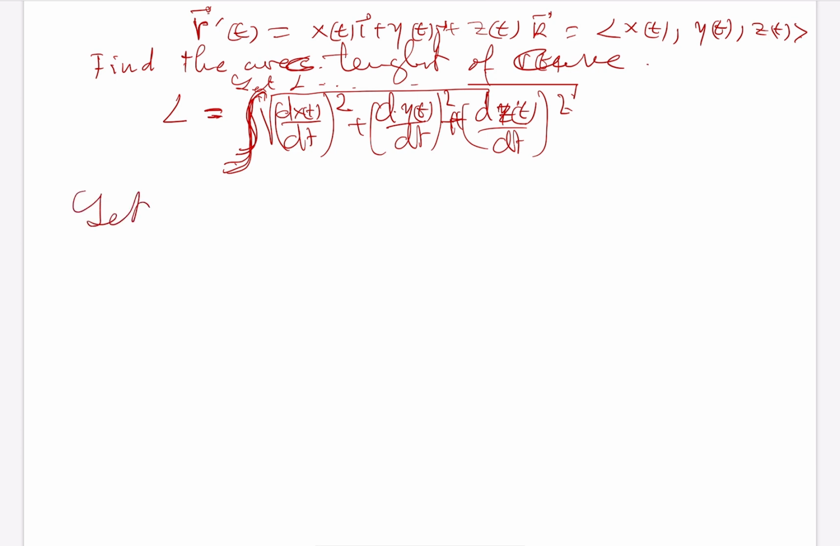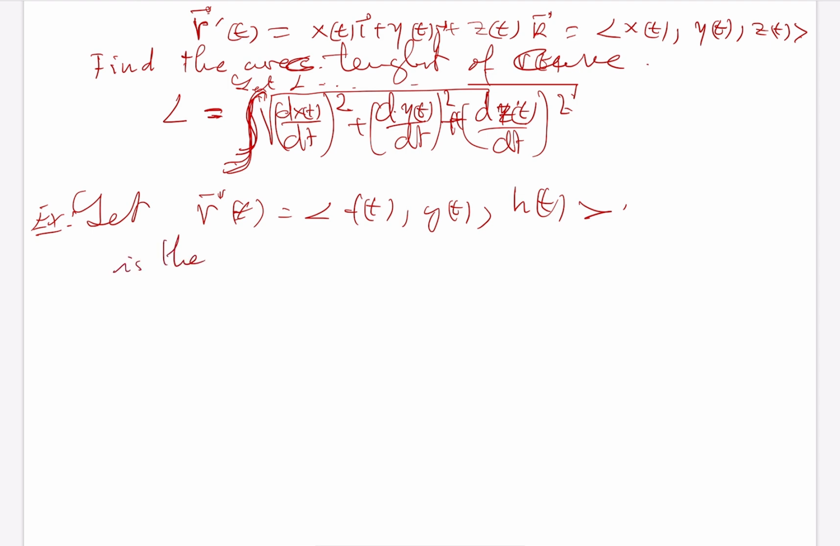Just for example, let r(t) be a vector function. So you have x(t), for example, y(t). Let's call it f(t). It doesn't matter, it's the same thing. f(t), and you have g(t), and you have h(t). Now, is r(t) the vector function smooth, whether the vector function is smooth or not.